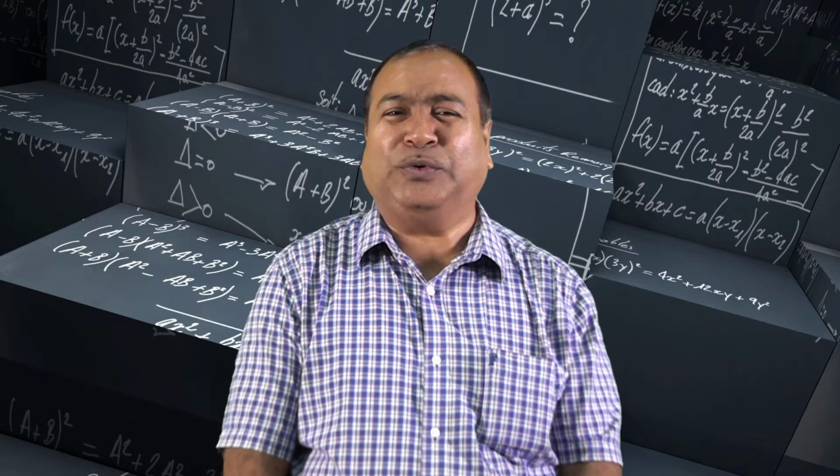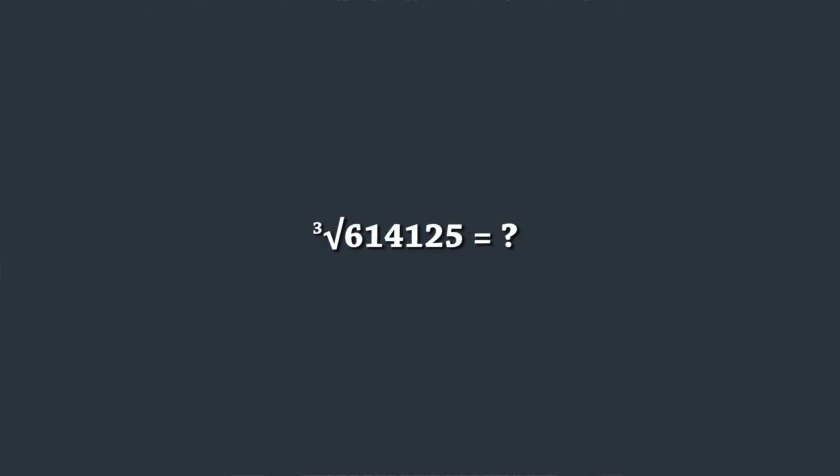Let us take the next example. What is the cube root of 614,125? It contains 6 digits. Let us observe the following steps. Step 1. 614,125 can be made into 2 groups. First group containing 614, second group containing 125.